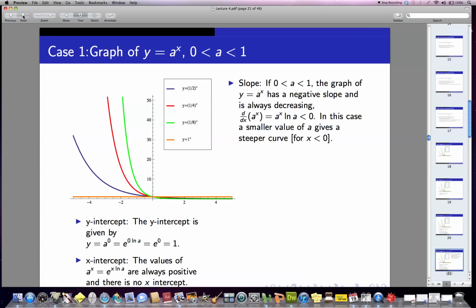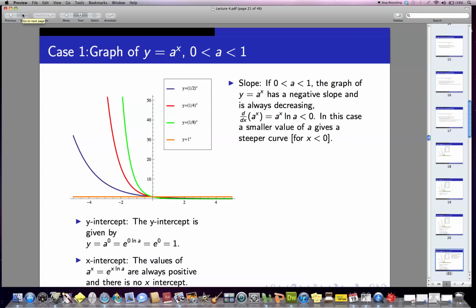The slope of this function is the derivative, which is a to the x times ln of a, and here, because a is between 0 and 1, ln of a is negative, and the slope is negative, so we find this function is sloping downwards from left to right.